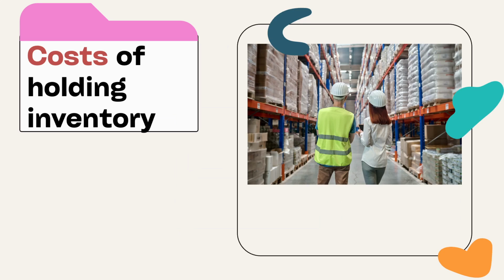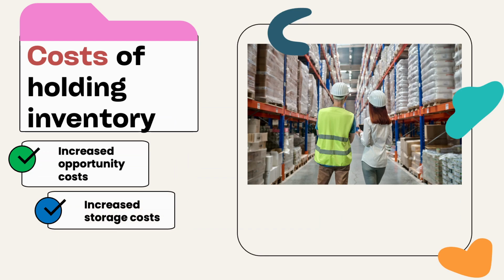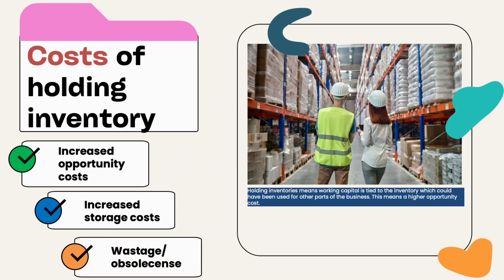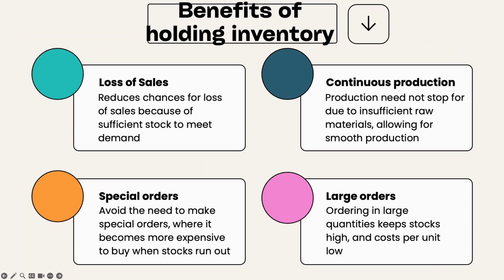Even so, while we keep inventories, there are costs involved, right? What are the costs involved in holding inventory? We've covered this a little bit just now. You have a high opportunity cost because you're storing more inventories. You definitely have costs in storing them, your storage costs, and the wastage and obsolescence, right? Holding inventories means that working capital is tied to inventory, which means you have less money to spend on the operational part of the business. It also means that you need space, and space to store means there are also costs involved in maintaining and keeping that space available. Holding inventories also carries the risk of wastage if the demand is not high. So that will also affect your cost of holding inventory.